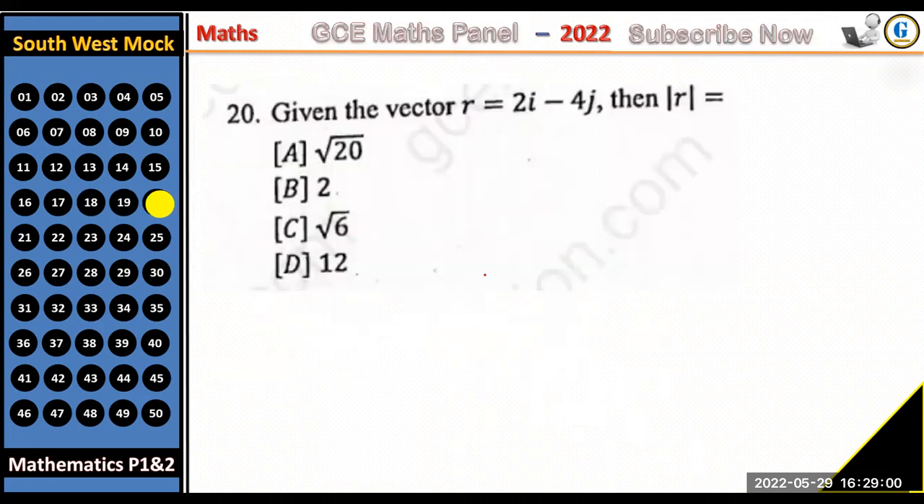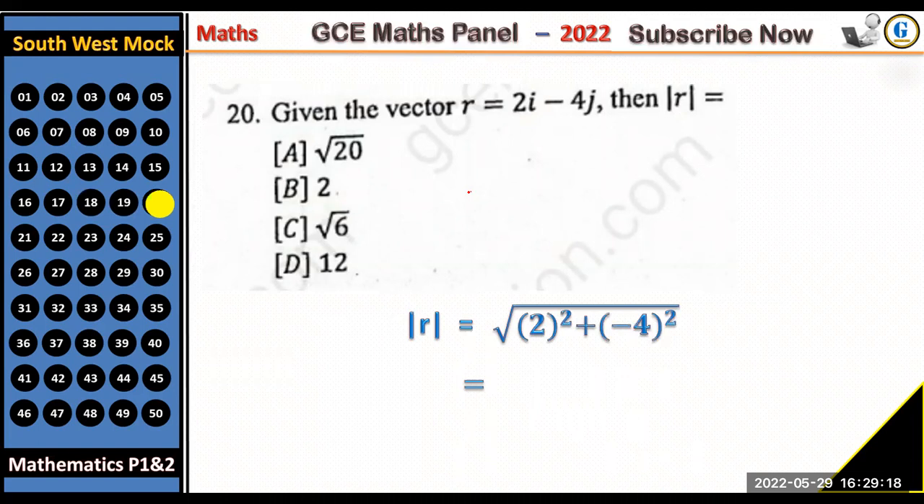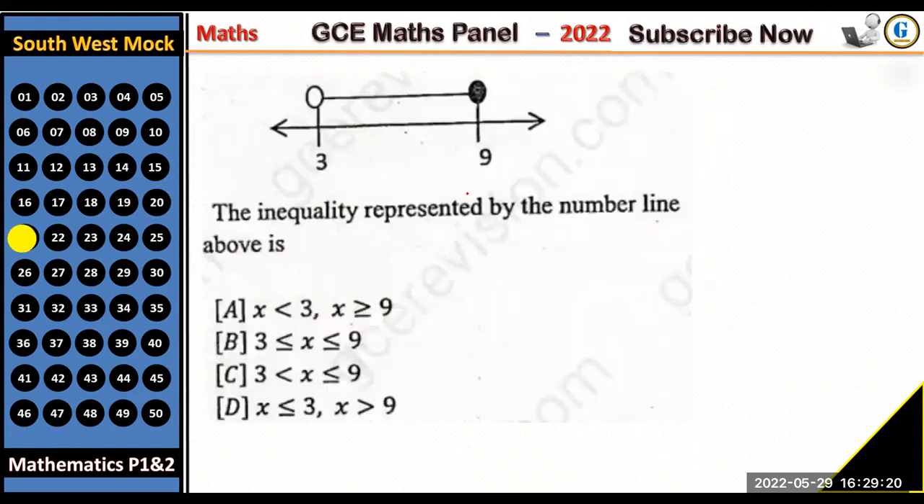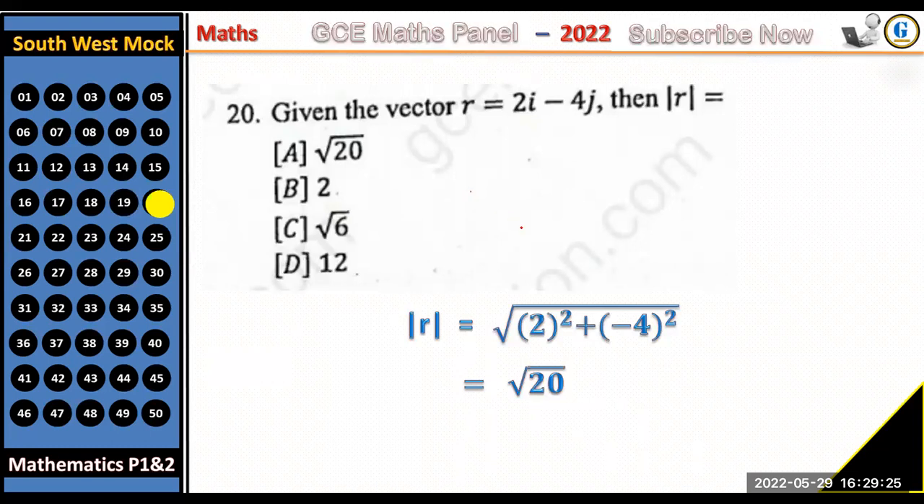Question 20. Given the vector R equals 2i minus 4j, then the absolute value of R is the i component squared plus the j component squared, the square root. So 2 squared plus minus 4 squared, the square root of that gives us 4 plus 16, which is equal to 20. Now the square root of 20. So our key here is A.